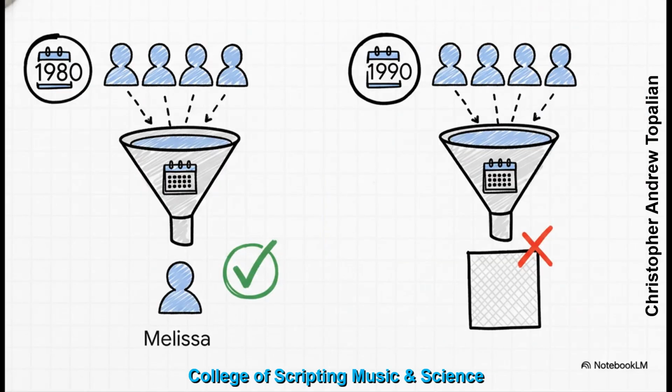Let's try it out. We ask our Filter by Year tool to find everything from 1980. And success! It finds Melissa. But here's the really cool part. What happens when we ask for a year that isn't in our data, like 1990? The tool doesn't break or get confused. It just hands us back an empty list. And that's a really important concept. It always gives you a valid answer, even if that answer is simply, sorry, I found nothing.